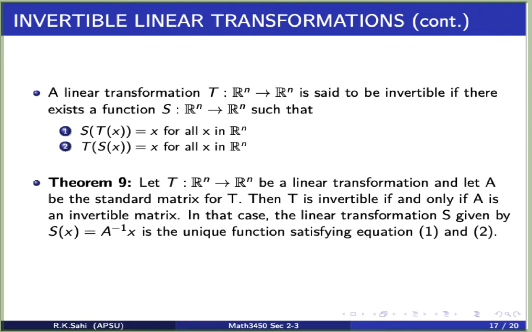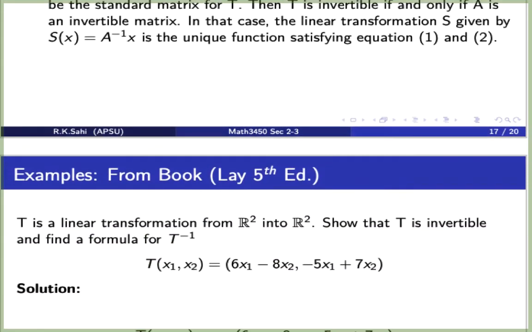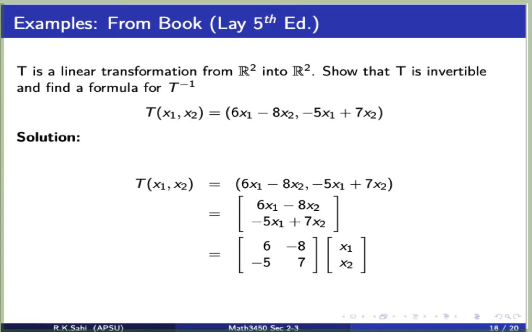Let's go ahead and look at one example in this concept we just learned about. Now, T is a linear transformation from R² into R². We have to show that T is invertible, and we would then find a formula for T inverse. We are given this T linear transformation as (6x1 - 8x2, -5x1 + 7x2). I'm trying to write it in this form so that it's easier to save space.